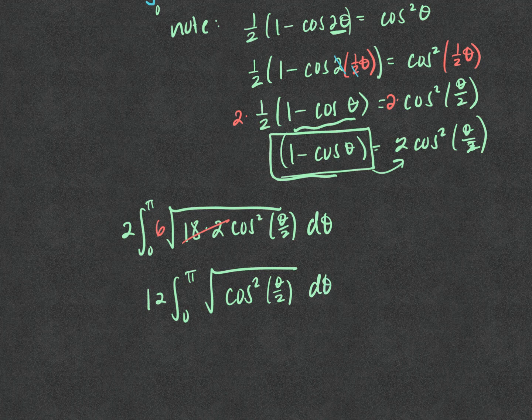Now the squared and the square root cancel. So we have 12 times the integral from 0 to pi, and we just have cosine of theta over 2, d theta. The squared canceled with the square root. And it's u-substitution, and the problem finishes the same. So you can use either of those identities that you want to go from there. And hopefully that makes sense.